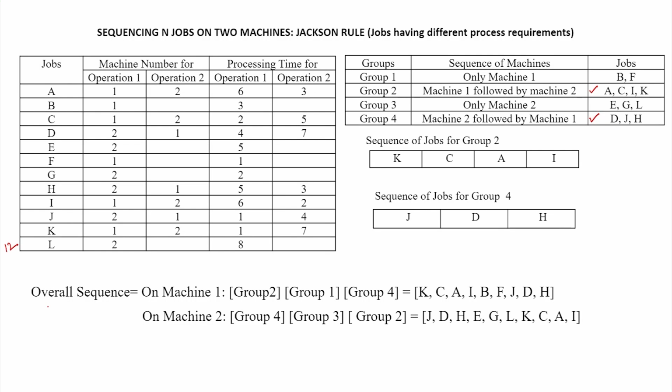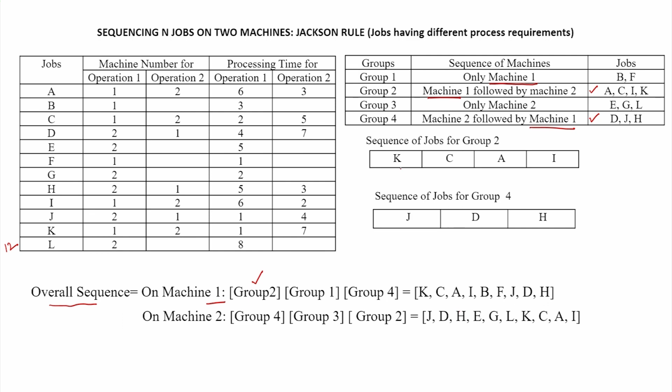Now, give your full attention to how to assemble them together to determine the optimal sequence for machine 1. Machine 1 has to process three groups of jobs: group 1, then group 2, and then group 4. So, first I will assign the group 2 jobs which are to be done at machine 1. They do not have any predecessor requirement, so they can start straightaway on machine 1, in the optimal sequence A, C, I, K.